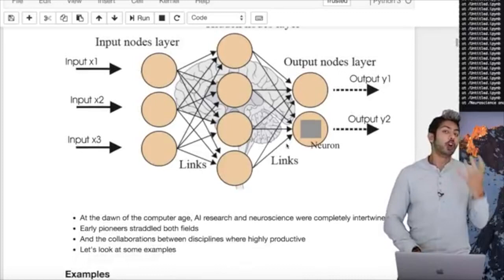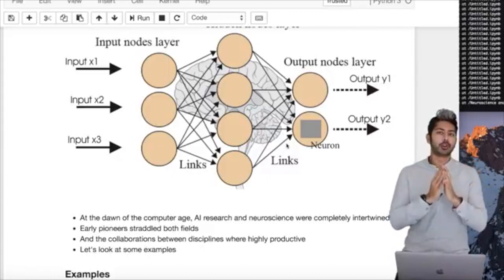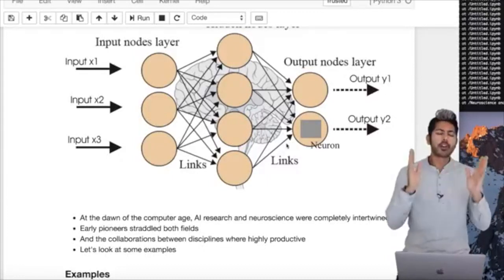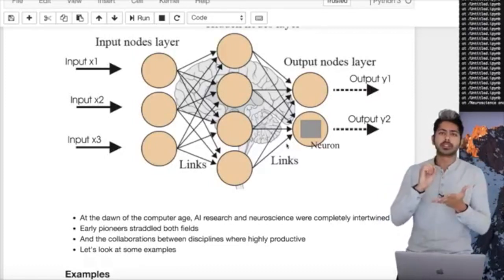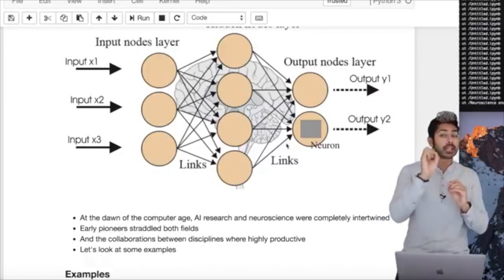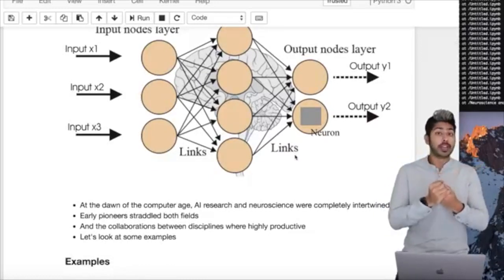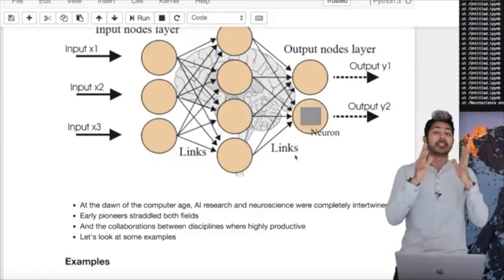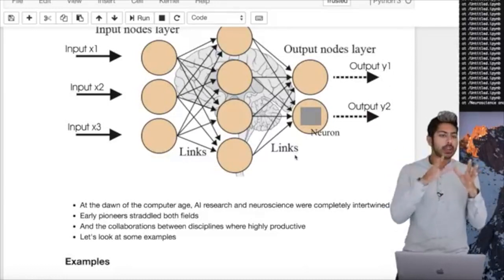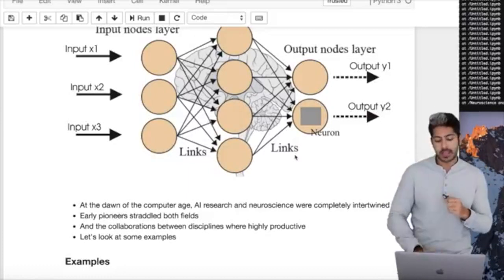At the dawn of the computer age, when computer science was starting up, all of AI research was neuroscience. Everything was based off of neuroscience. It was the same thing. Every single discovery came from neuroscience when it came to AI. The early pioneers of this field straddled both neuroscience and AI. They were connected to both. Collaborations between all of these different fields were highly productive. So let's look at some examples here.